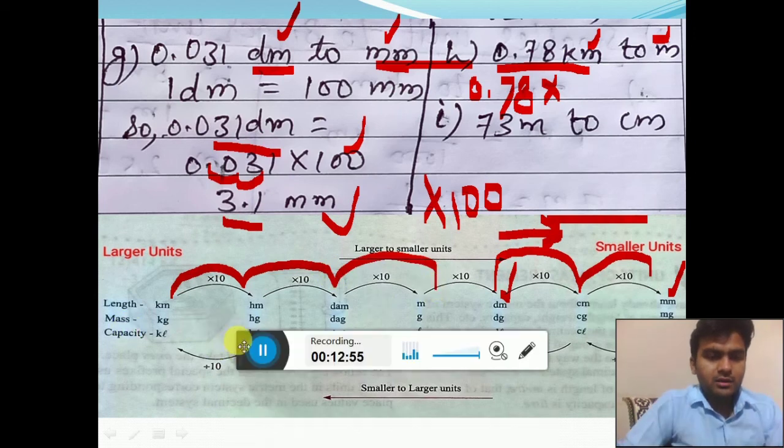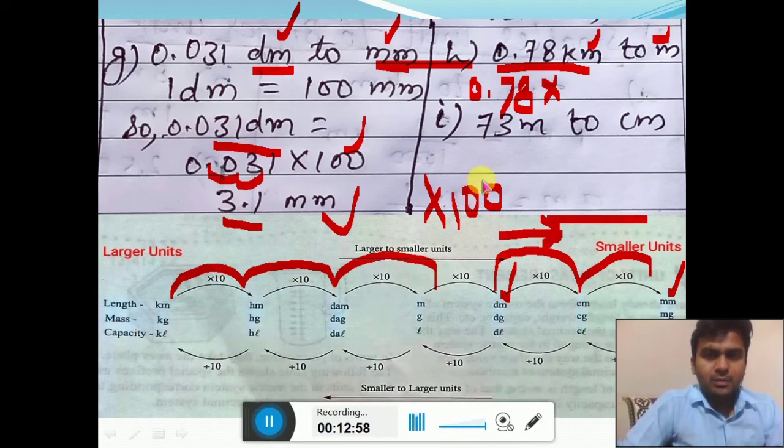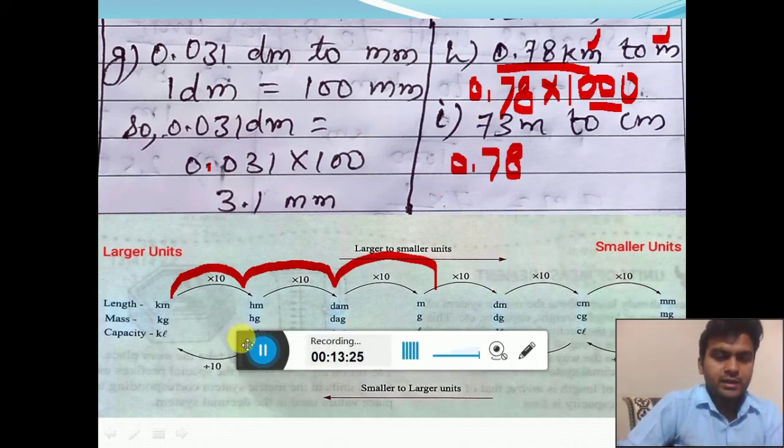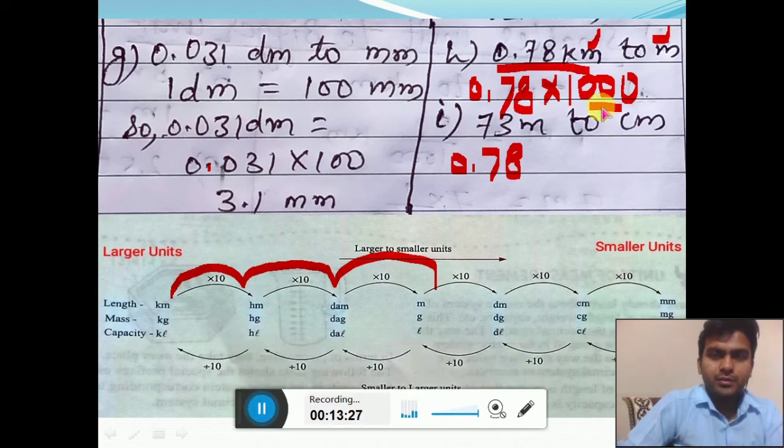1, 2, 3. So after 3 forward jumps, you have to write 3 0s after 1. How many 0? 3 0s after this 1. So multiply 0.78 by 1000. So you will get what? Your answer. How will you get the answer? Just move this decimal point. How many places? 3 places. So move the decimal point 3 places, because this 1000 has 3 0s.